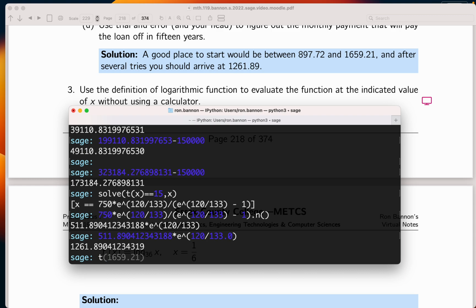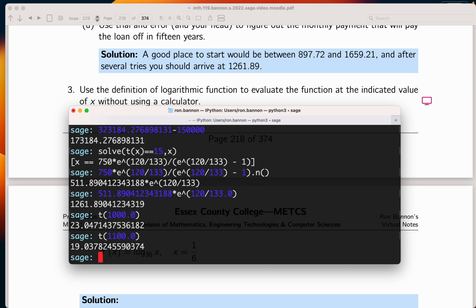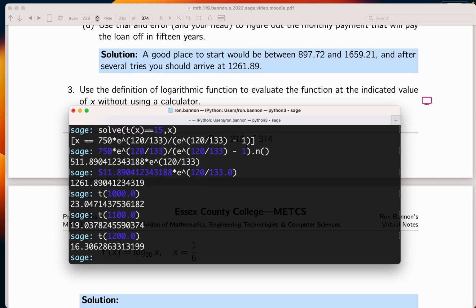Now, by the way, what they're saying is use your head. You could do T, and for example, what would happen if my payments were $1,000 a month, right? Let me put that in there, and I get 23 years. And then you might say T of $1,100. Oops, let's go with the decimals, right? And that would give me 19 years. Let me go T of $1,200. It's doing the computation for me, so I'm not worried about it. And you get 16 years. All right, I'm getting lower and lower, and certainly have to do more than that.